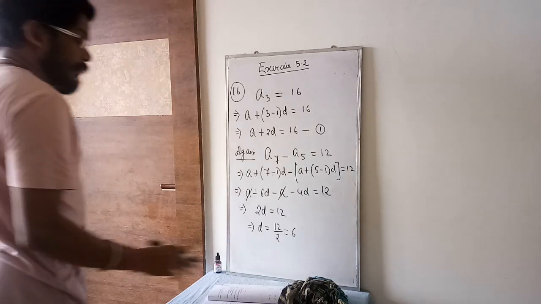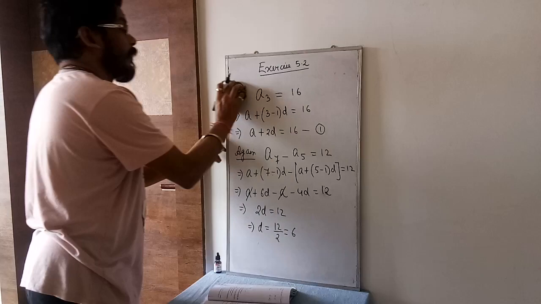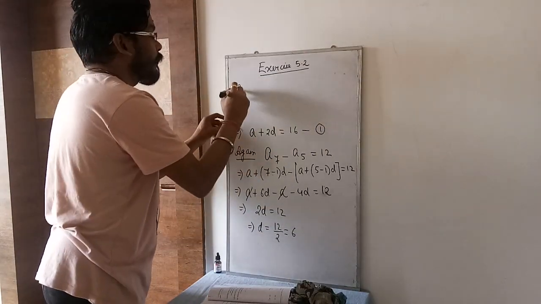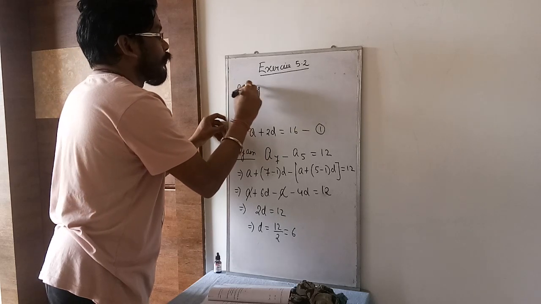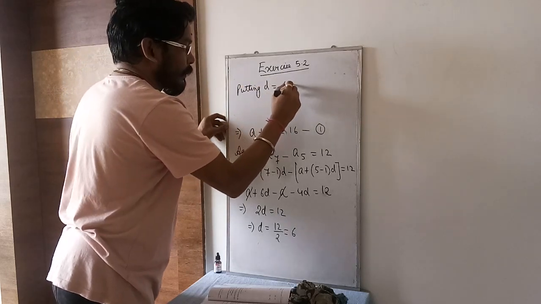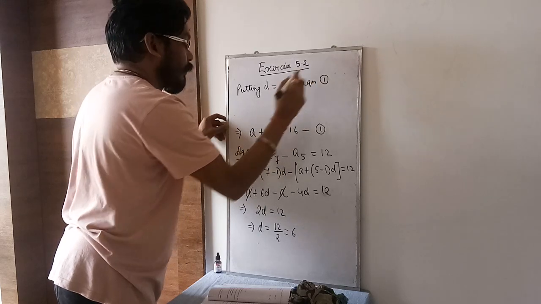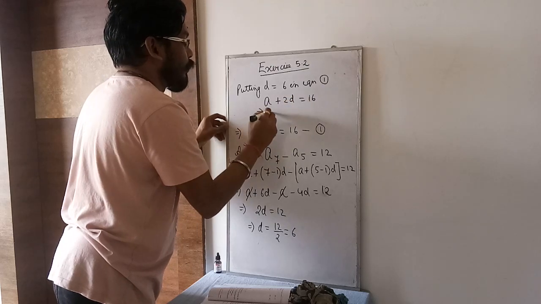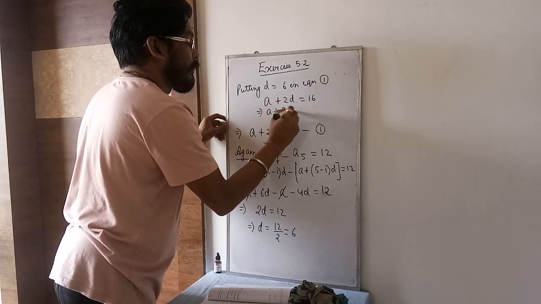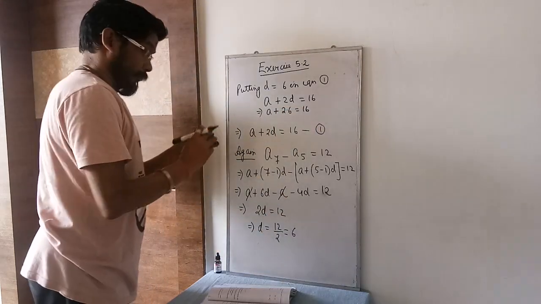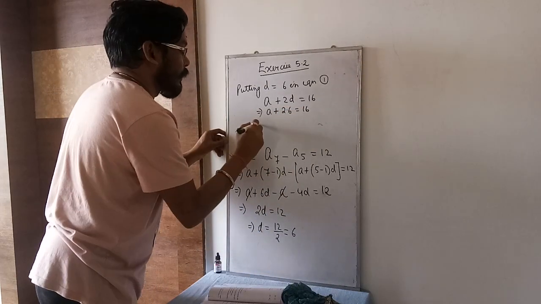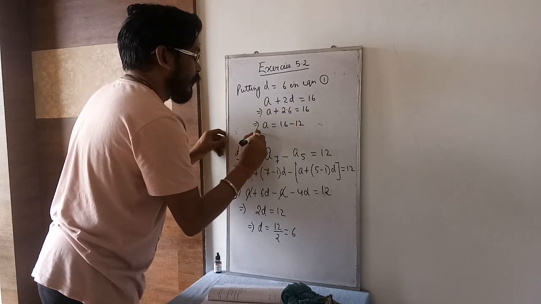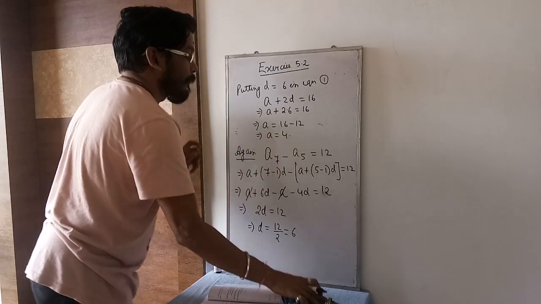Now I will put this value of d in equation 1 to get the value of a. Putting d equals 6 in equation 1, your equation 1 is a plus 2d equals 16. You got the d value as 6, so a plus 2 into 6 equals 16. 2 sixes are 12. 12 will go to the other side and become minus 12. So a equals 16 minus 12, so you got a as 4.